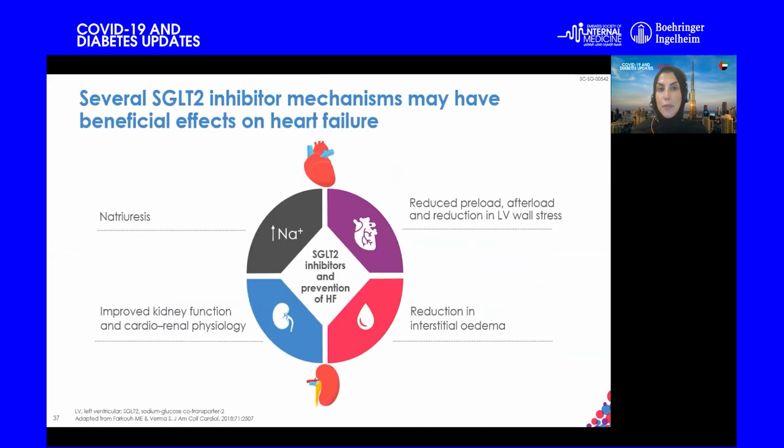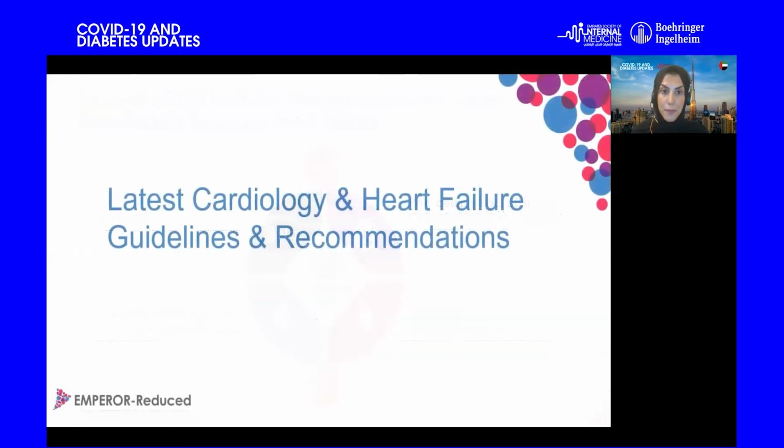Several mechanisms have been proposed to explain the benefits behind SGLT2 inhibitors on heart failure. There are different mechanisms. We can say natriuresis can play an important role contributing to those benefits. Reducing the preload and afterload and the reduction in LV wall stress can also contribute. Reduction in the interstitial edema can also play a role, and the improvement in the kidney function and the cardiorenal physiology can also contribute to all of those heart failure benefits.